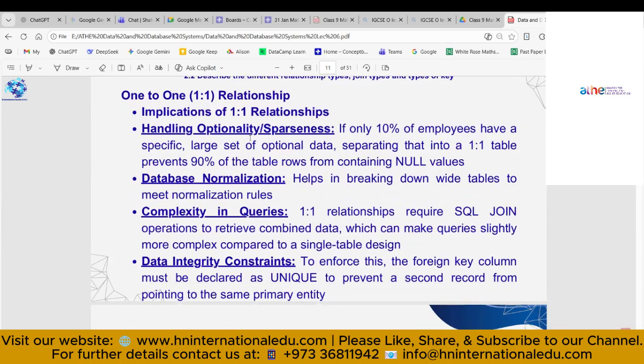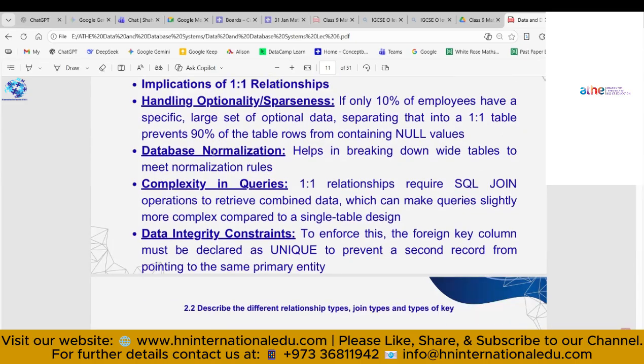Third implication is handling optionality sparseness. So if only 10% of employees have a specific large set of optional data, separating that into a one-to-one table prevents 90% of the table rows from containing null values. That means it can handle optionality. And next is database normalization. So this helps in breaking down wide tables to meet normalization rules. We'll see what database normalization is.